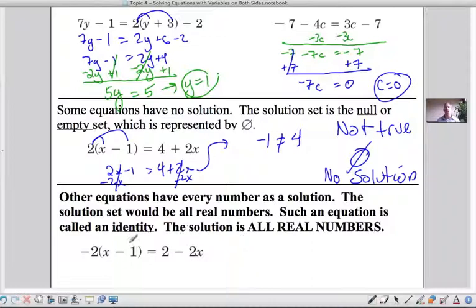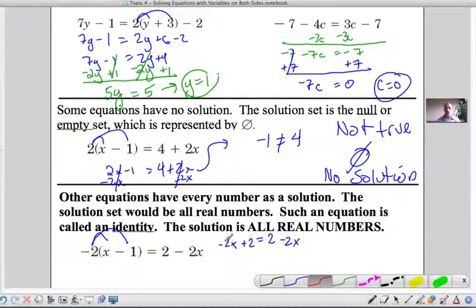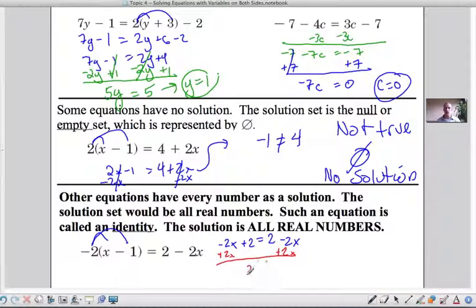And then other ones, any number would work no matter what you plug in. So I distribute my negative 2, and I get negative 2x. Negative 2 times negative 1 is a plus 2, and that equals 2 minus 2x. So I have the same exact thing on both sides, a negative 2x and a 2. Or if I finish it all out, add my 2x, and that gives me 2 equals 2. Alright, so always true is all real numbers as your solution. Alright, and we just use this symbol.